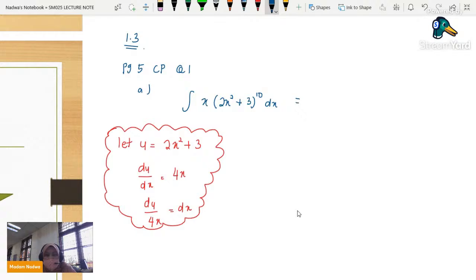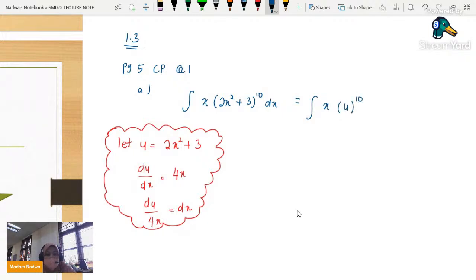Alright, so saya rasa saya dah try buat seslow mungkin dah ni. So let's say x. Kita tak tahu nak substitute x ni sebagai apa, tak apa. Tulis je dulu x. Tapi kita nampak obviously we can substitute 2x squared plus 3 with u. So kita tulis kat situ u to the power of 10.